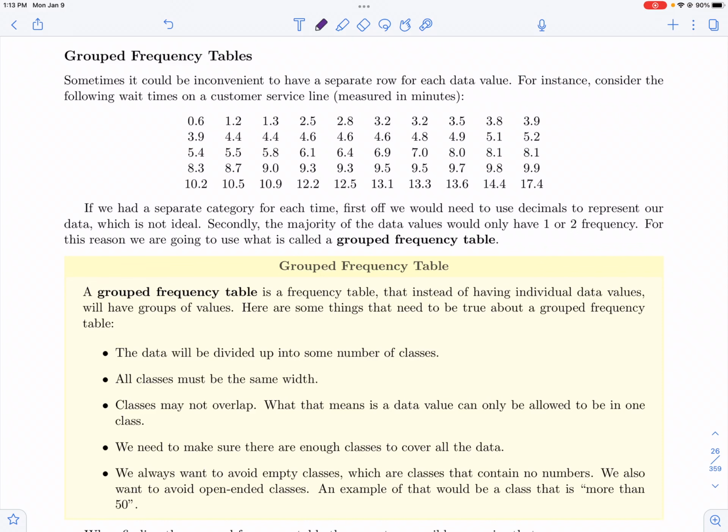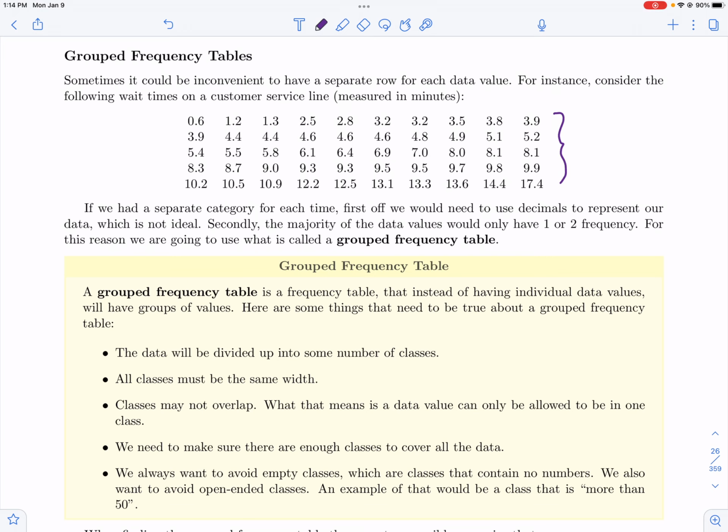So hopefully everybody did a good job on just regular frequency tables. So now what we want to do is talk about a grouped frequency table and when we would actually use a group frequency table. Group frequency tables are going to come in handy when we have data like we have below here, where we've got a bunch of decimals and things like that.